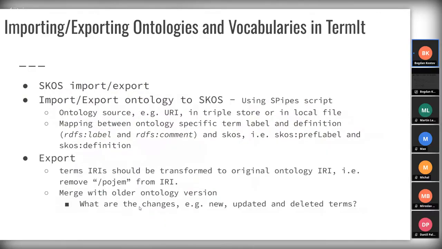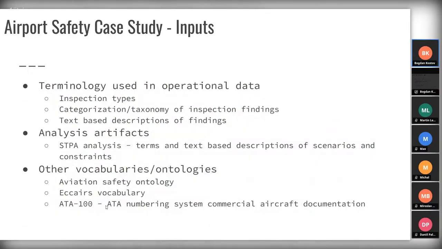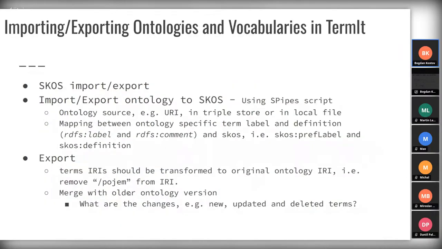Or as we do it now, we have the ontology, we have converted ATA to some sort of ontology and ECAERS to some sort of ontology, and then we convert to SKOS. So I just wanted to mention that perhaps not always we want to convert to an ontology and then to SKOS.